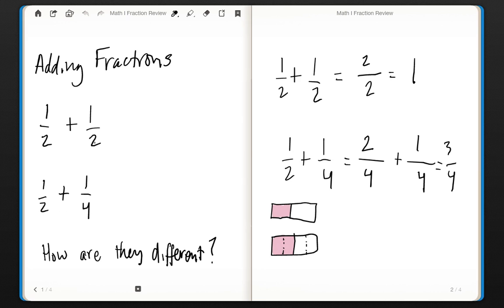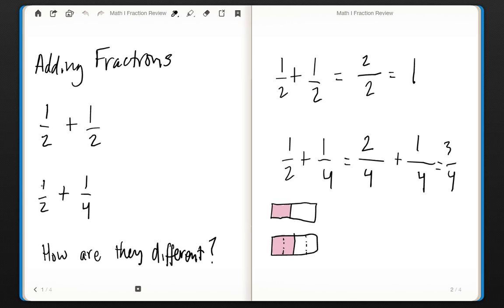This is called common denominator. The number on the bottom is called the denominator. The number on top is the numerator. So if we have common denominators, we can just simply add. You add the numerator plus the numerator. 1 plus 1 is 2. And you keep the denominator the same. So 1/2 plus 1/2 is equal to 2 halves, 2 over 2, which is 1.